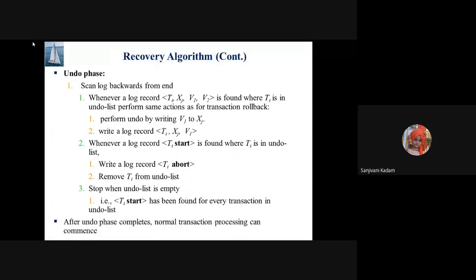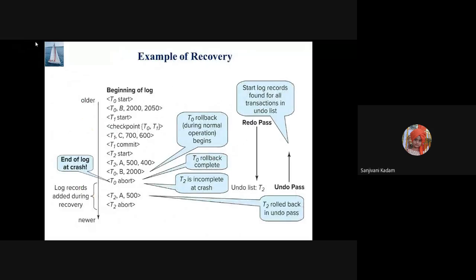Undo and redo phase. This is one of the examples where we will decide what is to be done. Here is the beginning of a log. We start with the beginning of the log, which was older, and go up to T0 abort. At this point we had a system crash, that is, this was the end of the log record during the crash.